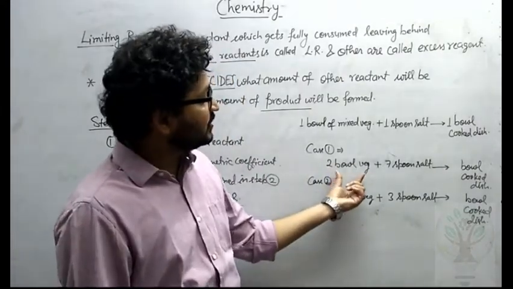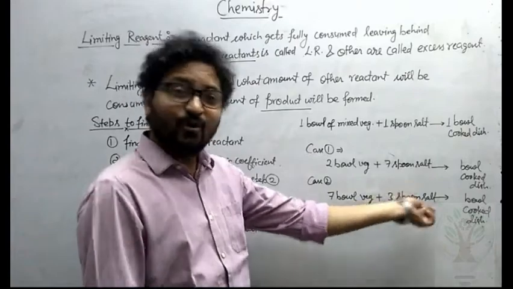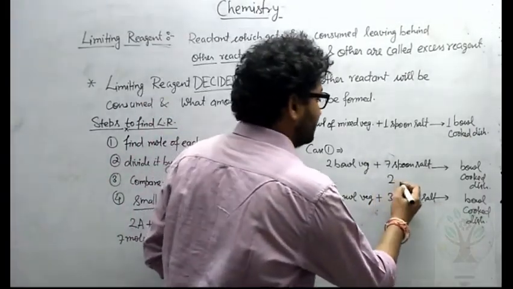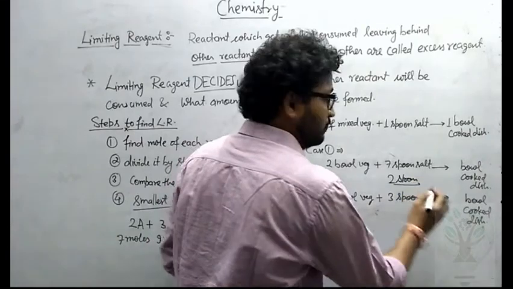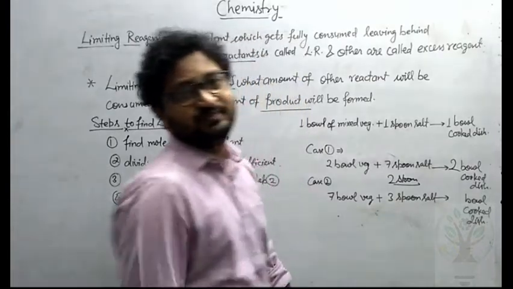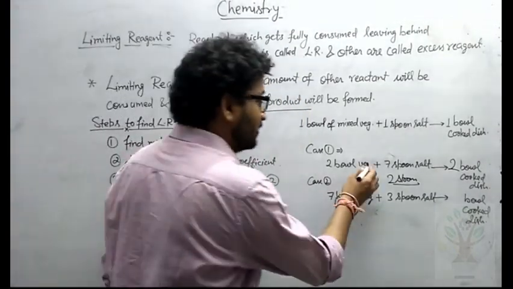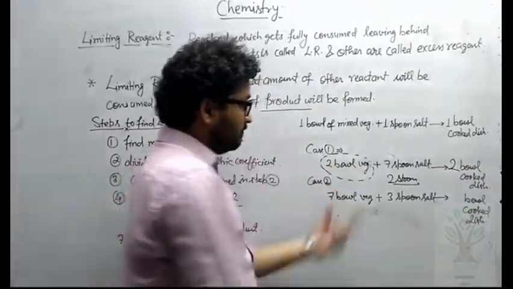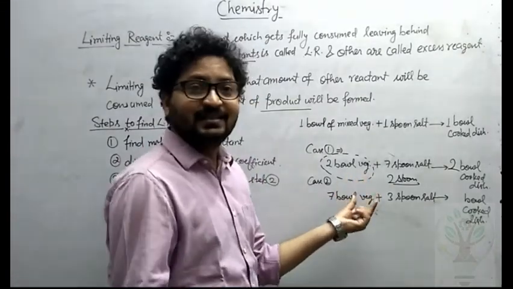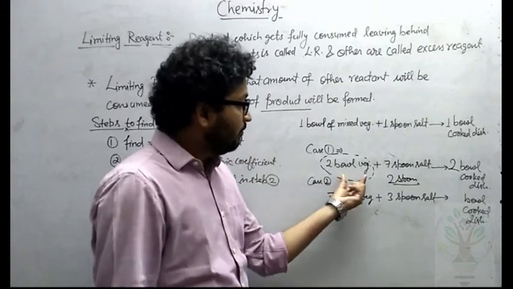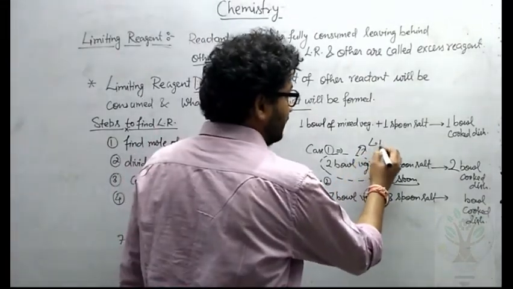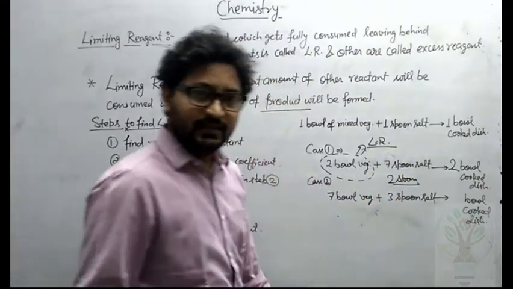So since I have just 2 bowl veg, I will not use all 7 spoon over here. I will use just 2 spoons salt. So how many bowl of cooked dish will I form? Just 2. Why? Because I don't have raw veg in excess amount. I have a very limited amount of this raw veg, due to which this will be called our limiting reagent. Are you getting this thing?